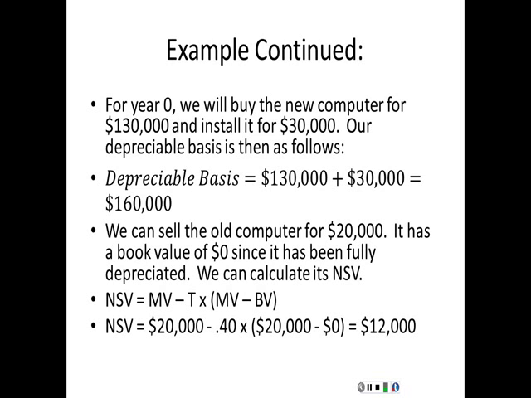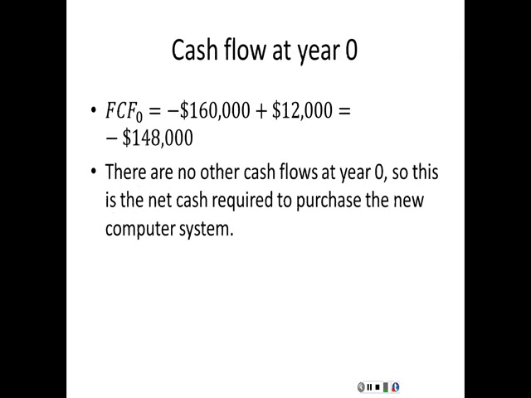Remember, net salvage value is market value minus taxes, and the taxes are determined by the tax rate times the gain or loss from selling the asset. Here we sell the asset for $20,000, and it's worth 0 in our books, so our gain is $20,000 that we're taxed on. We're taxed at a rate of 40%. So 40% of $20,000 is $8,000, and our taxes would be $8,000. Our net salvage value, then, is the $20,000 we sell the old computer for minus the $8,000 in taxes, and we net $12,000. So we spend $160,000 on a new computer, but we can sell the old one for $12,000, so our net cash flow is that we're out $148,000. There are no other cash flows to think about here. So that's our answer to part A.